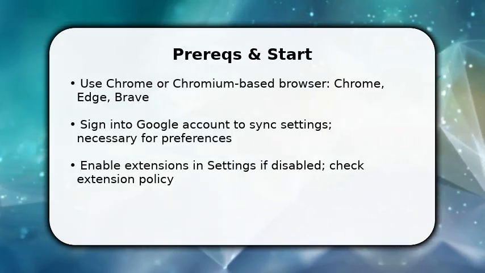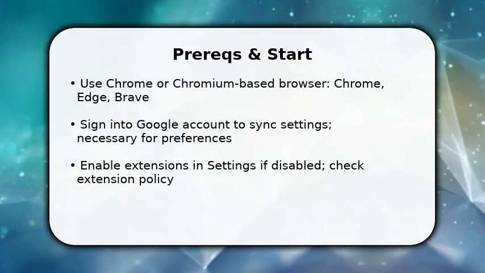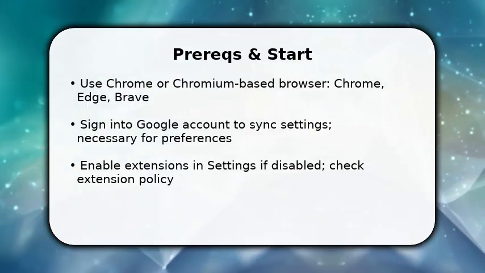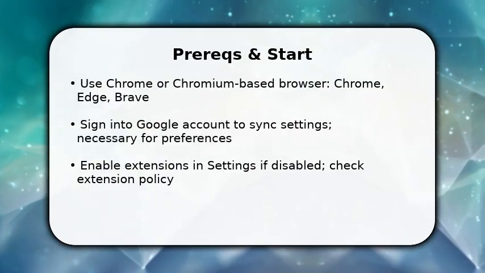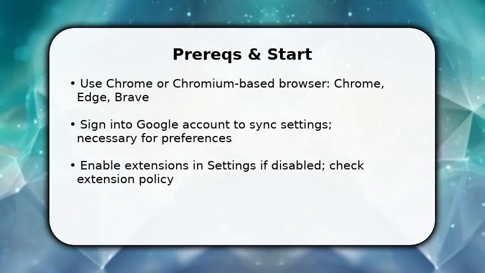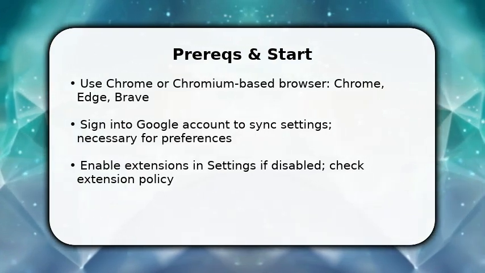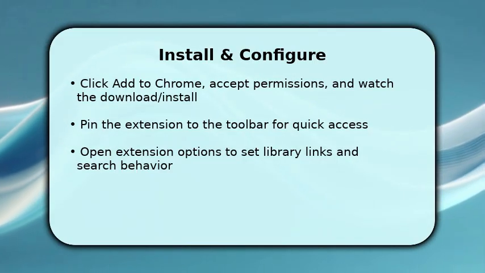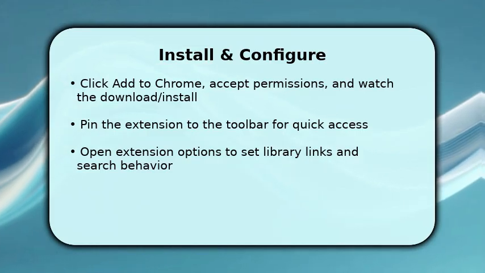Next, open the browser web store and search for the Google Scholar extension name. Make sure you recognize the publisher and review permissions briefly before you click to install. This saves time and prevents unwanted access. You click Add to Chrome and accept the requested permissions. This installs the extension. Once installed, pin it to your toolbar so it's always visible.